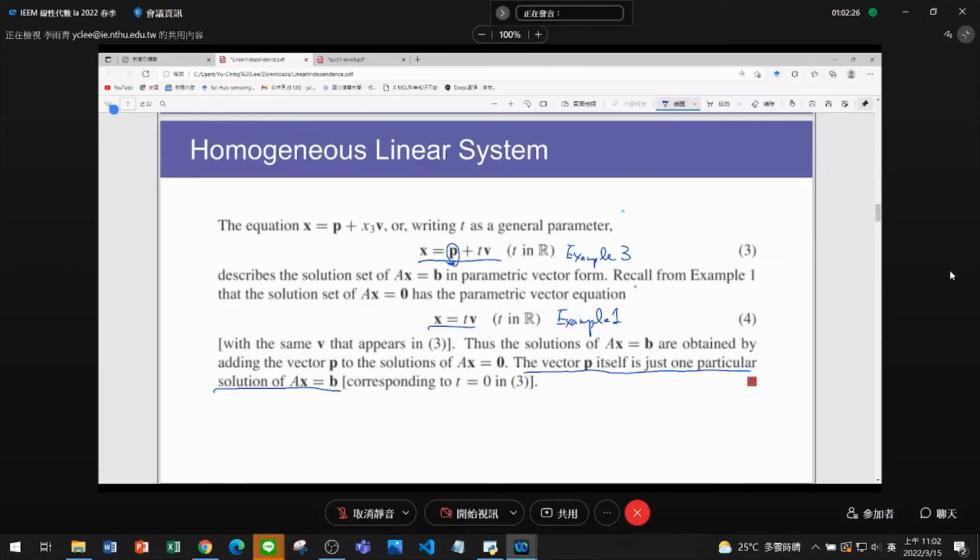And then this relationship holds for all the systems of AX equals B. This is the original linear system. And then in example 1, we work on AX equals 0, the homogeneous system of that matrix A. And the difference in the general solution between them is whether this value P is added or not.